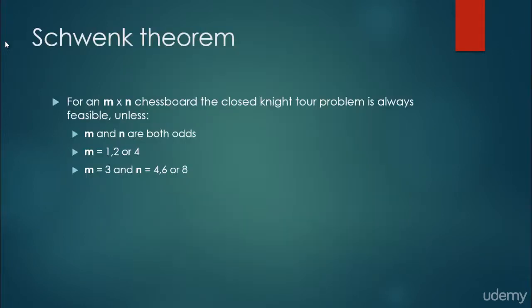Schwenk's theorem states that for an m by n chessboard, the closed knight's tour problem is always feasible unless m and n are both odd, or m is equal to 1, 2, or 4, or m is equal to 3 and n is equal to 4, 6, or 8. But by the way, in general, our problem is feasible. We can find a feasible solution for the knight's tour problem even if we are looking for closed knight's tours.